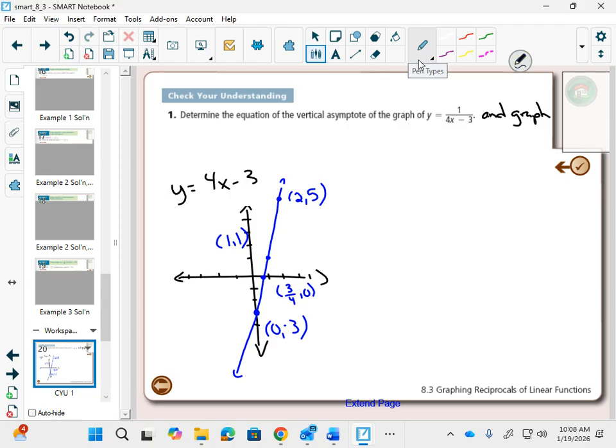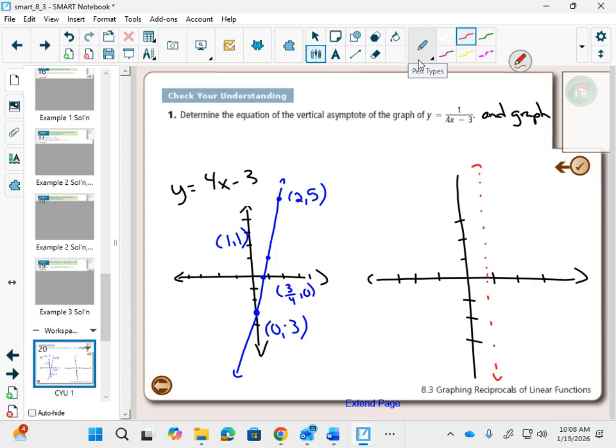Where are we going to have our vertical asymptote? We're going to have our vertical asymptote at the same place that we have our x-intercept. So labeling that x-intercept, super important. Like I said, all of these graphs will have a horizontal asymptote at y equals 0.